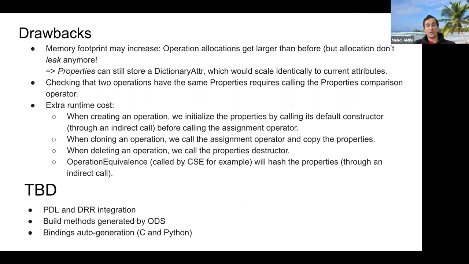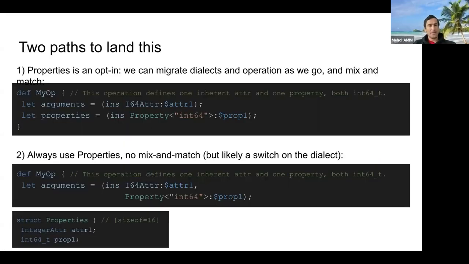Things that I haven't looked at are the PDL and DRR integration, mostly because I built a proof of concept. I haven't looked at the build method generated by ODS that can be adjusted. I haven't looked at bindings auto-generation for C or Python, but nothing we cannot solve there. And the two paths forward, because it was discussed before, was we can have a separate property that allows operations to opt in what they want in properties and keep the existing inherent attribute mechanism alive.